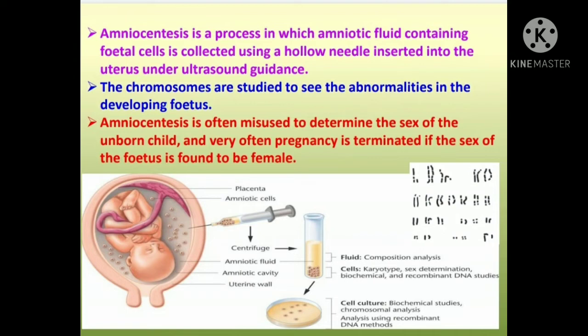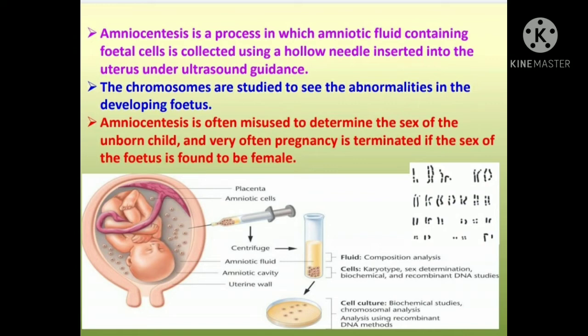So, the government of India legalized the MTP Act in 1971 with strict conditions to avoid its misuse. Its misuse should not be done, right? So what is its misuse? The determination of the sex of the child.